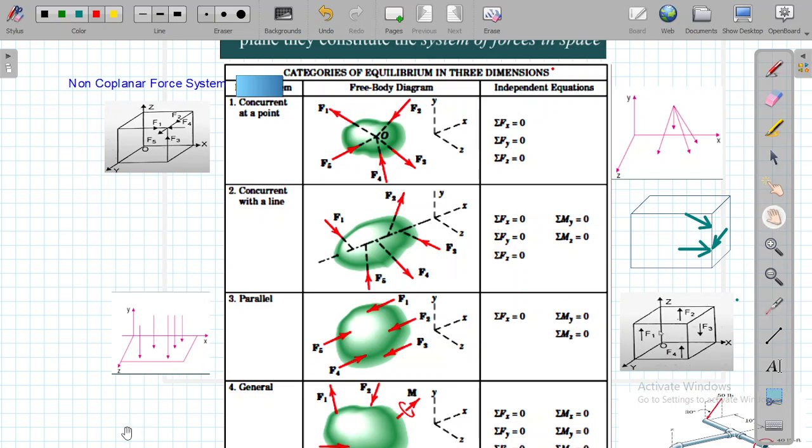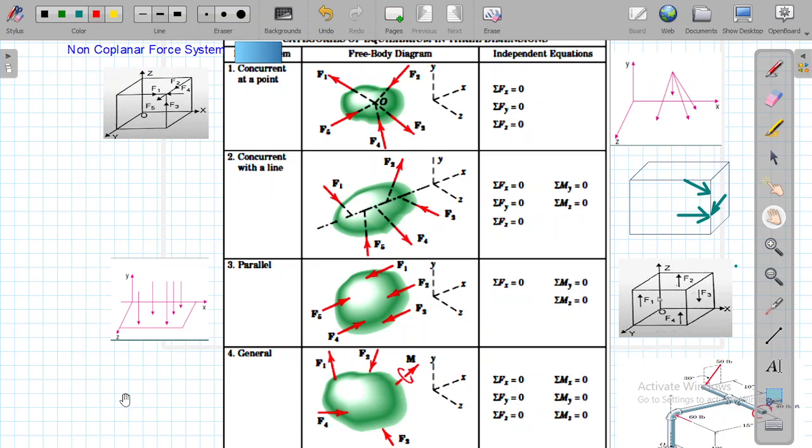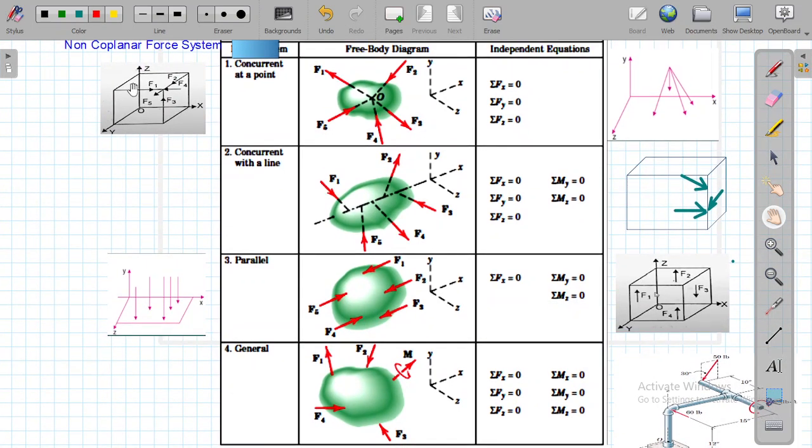Let's go and study another category here, which is termed a non-coplanar force system, which is general in nature. When you say general, you can see there are different forces acting in space, which means some in the xy plane, some in the xz plane, some in the yz plane. Since it is general, they have also shown you here a couple moment, which is a free vector. Because it is generic in nature, the independent equations could be written as sigma Fx equal to 0, sigma Fy equal to 0, sigma Fz equal to 0, sigma Mx equal to 0, sigma My equal to 0, sigma Mz equal to 0.